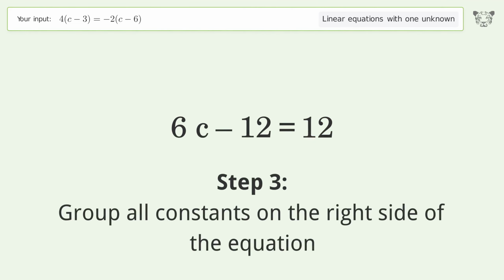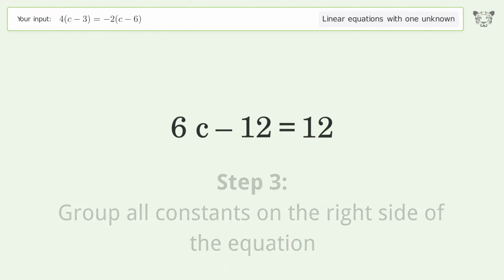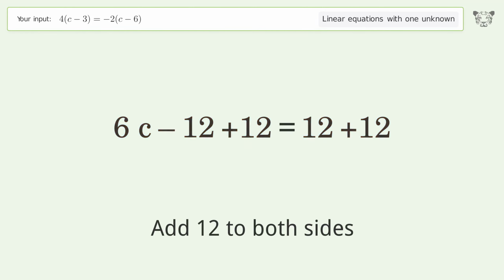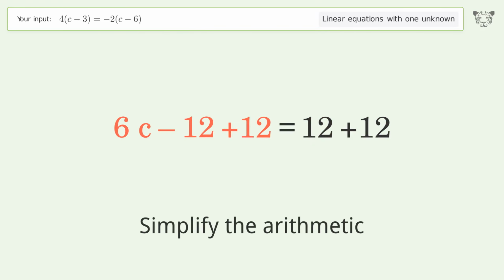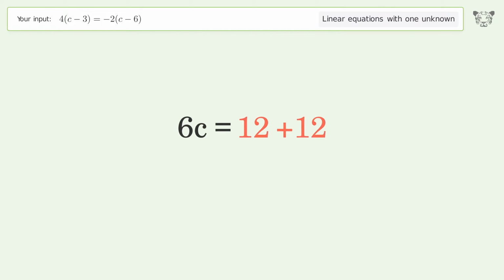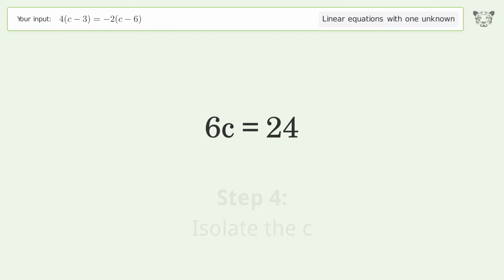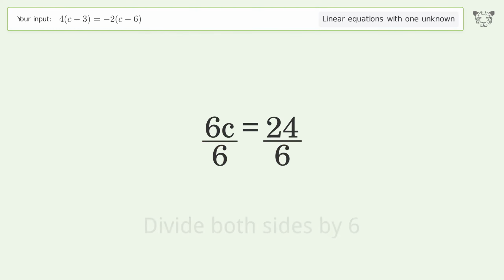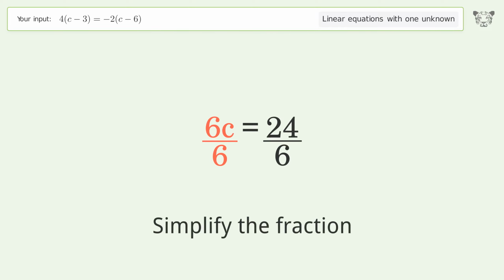Group all constants on the right side of the equation. Add 12 to both sides. Simplify the arithmetic. Isolate the c. Divide both sides by 6. Simplify the fraction.